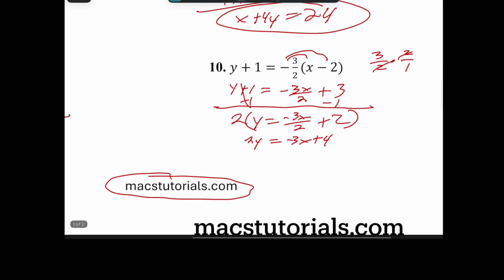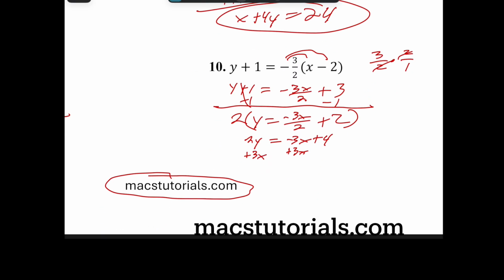Okay? Now, ooh, I still have some room. Cool. Plus 3x, boom, die, and I'm going to get, write my x first, don't write the y first, 3x plus 2y equals 4. And that, my friends, is the standard equation.